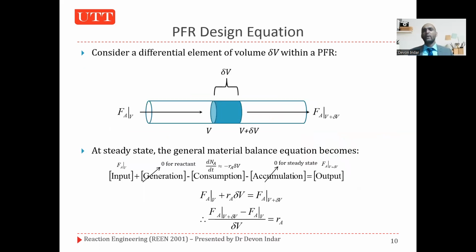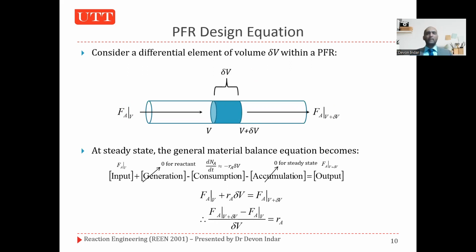In terms of the design equation for a plug flow reactor, well, in this case, we're going to start off with a differential element within the reactor. And the differential element has a volume, delta V, which is a small volume. We're going to designate the flow rate into our differential element as the flow rate of component A evaluated at V. If you're not familiar with this bar, that just means evaluated at a point. So this is the flow rate of component A evaluated at V. And similarly, the exit is the flow rate of component A evaluated at V plus delta V.